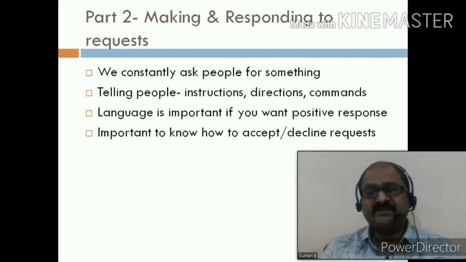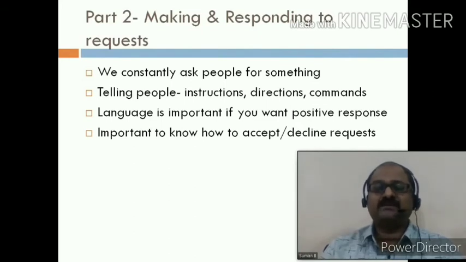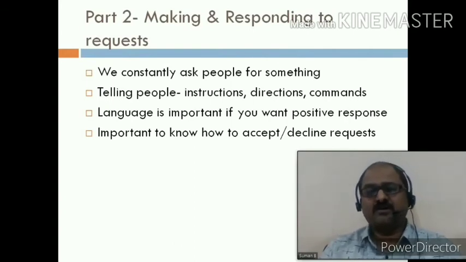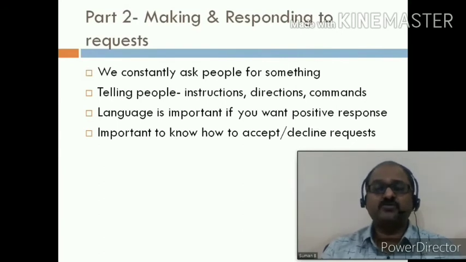Right? This is different from telling people to do something. When we tell people to do something, we could give them instructions, directions, or commands. In all these functions, we are asking them to do something. While making a request, also we are asking them to do something, but we are being more polite. Especially when we want some help from others, we cannot just instruct them, direct them or command them, right? So these are used depending on the relationship and the context.